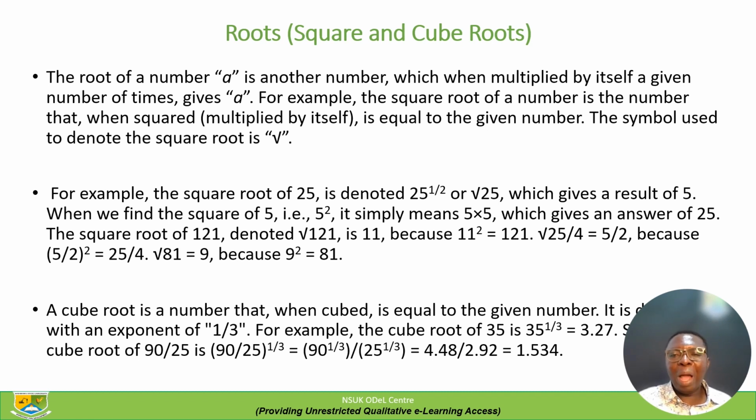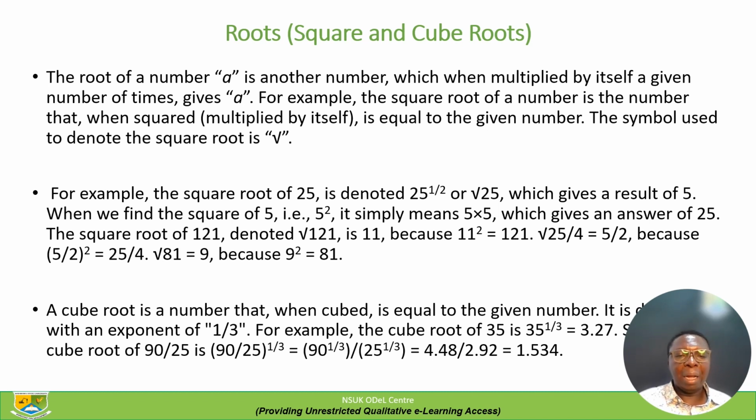The square root of 25 over 4 is equal to 5 over 2, because 5 over 2 to the power of 2 is equal to 25 over 4. The square root of 81 is equal to 9, because 9 squared is equal to 81. Let's take the cube root.